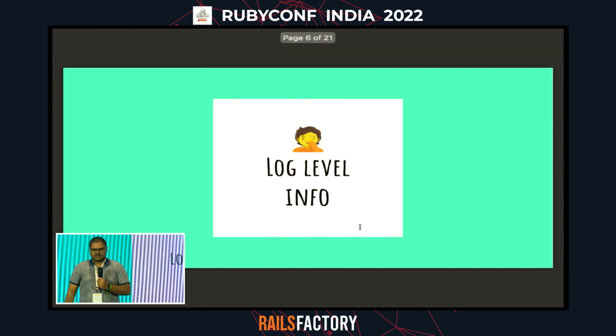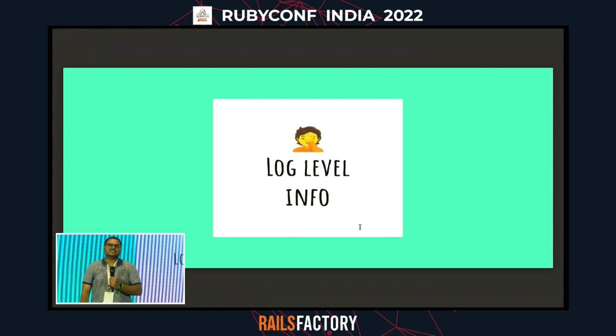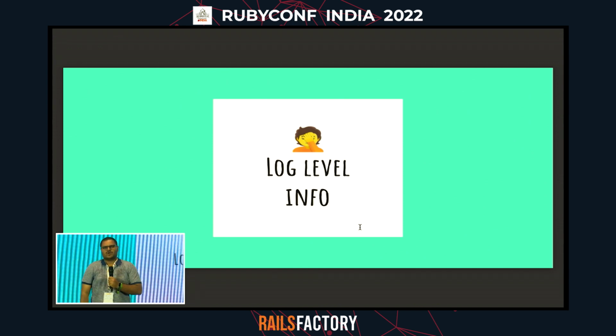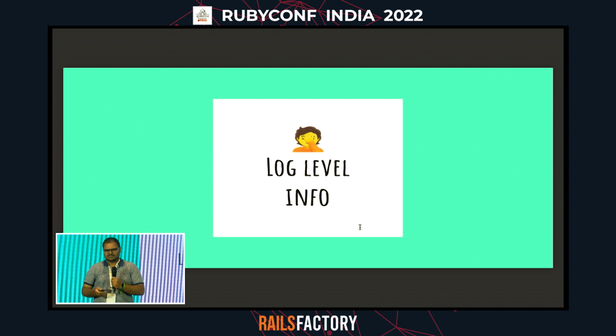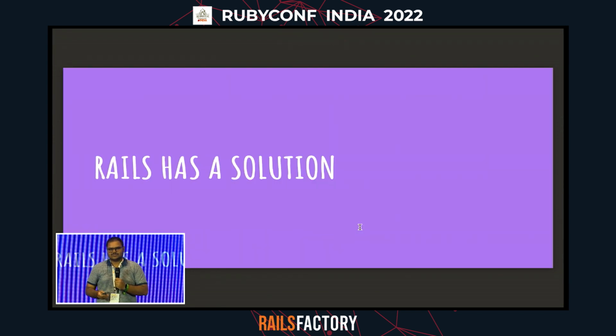Let's deploy it. Oh, wait. Our production works at the info level. So the debug log will not be working, right? So what can we do here? We can redeploy with the log level as debug, but that will create too many noisy logs, right? We don't want to do it. Does anyone have a solution? Wait a second, Rails has a solution.